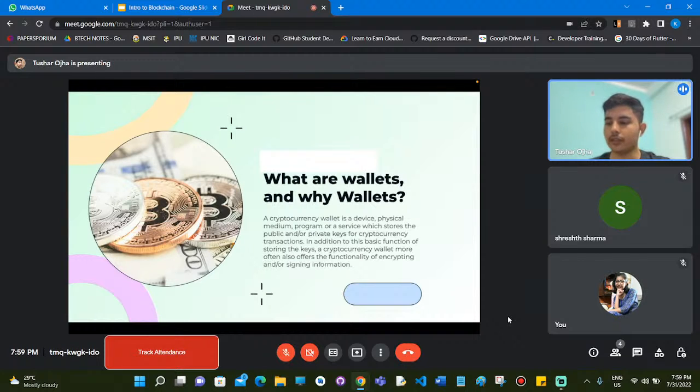All right, then if there's no question, we can move forward and understand about the wallets. What are wallets? Why wallets? Why wallet is pretty clear. So what are wallets? If you talk about a wallet, so you got some bitcoins, but you need to store it somewhere, right?